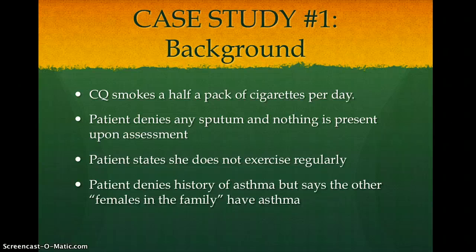Background information: CQ says that she smokes half a pack of cigarettes per day. The patient denies any sputum and nothing's present upon assessment. The patient states she does not exercise regularly and denies a history of asthma, but says most of the females in her family have asthma.